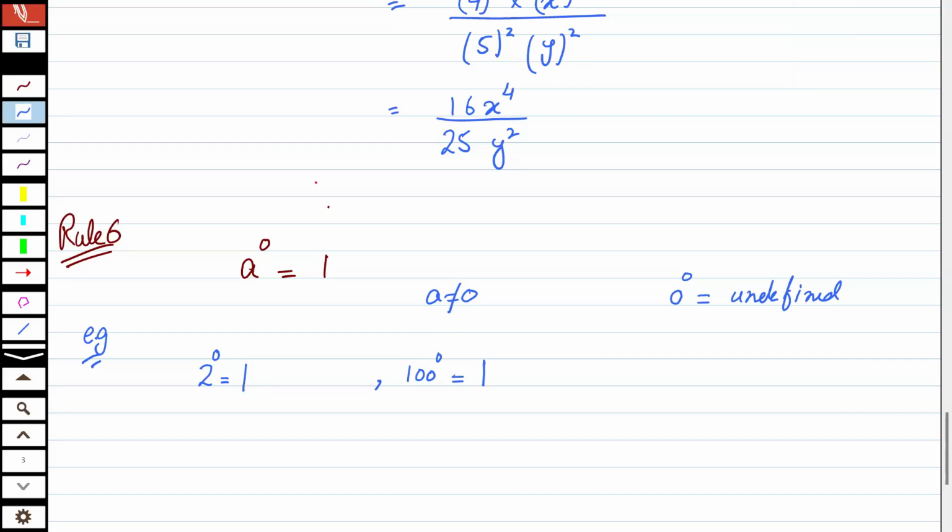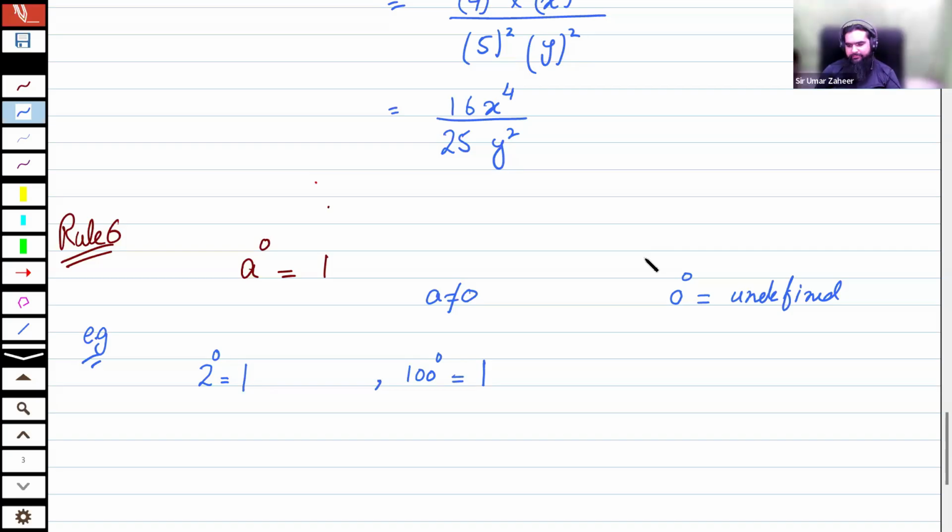Sir, is there any rule that a negative number to the power of 0 is still 1? Or is there any logic behind it? Just one minute. Suba, you have a question. Yeah, I was asking, is there any logic behind that any number to the power 0 will be 1, or is it just a rule?